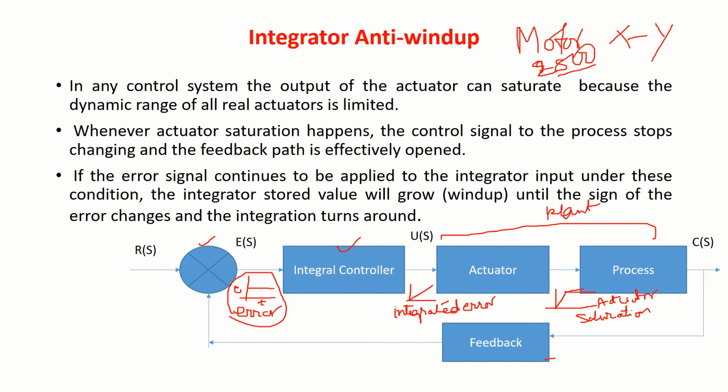Whenever actuator saturation happens, the control signal to the process stops changing and the feedback path is effectively open. Then the error signal builds up, continues to be applied to the integrator input, and the integrated stored value will grow. That is what we call windup, until the sign of the error changes. The error reaches a maximum, and after that it cannot respond. Then the error starts decreasing or becoming negative, and the integration turns around. So this process we call the windup process.